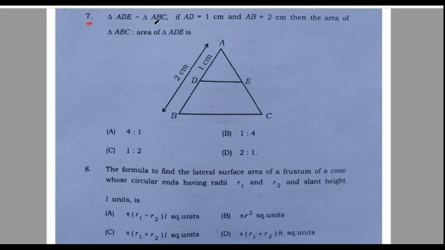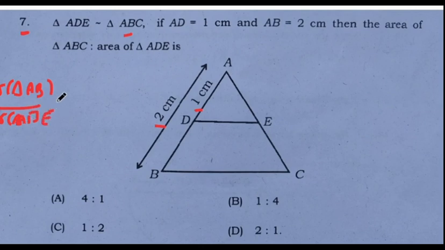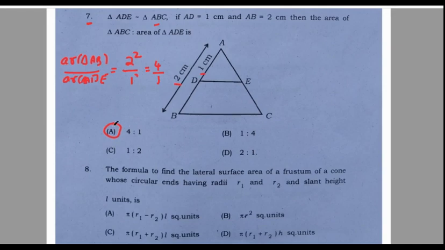Triangle ADE is similar to triangle ABC. AD is 1 centimeter, AB is 2 centimeters. Then the area of triangle ABC divided by triangle ADE is: we know the area of similar triangles theorem, which is nothing but the square of the ratio of their corresponding sides. So the corresponding sides' ratio is given as 2 and 1. So 2 square by 1 square, which is nothing but 4 by 1. So the ratio will be 4 is to 1. The correct option for the seventh question is A.